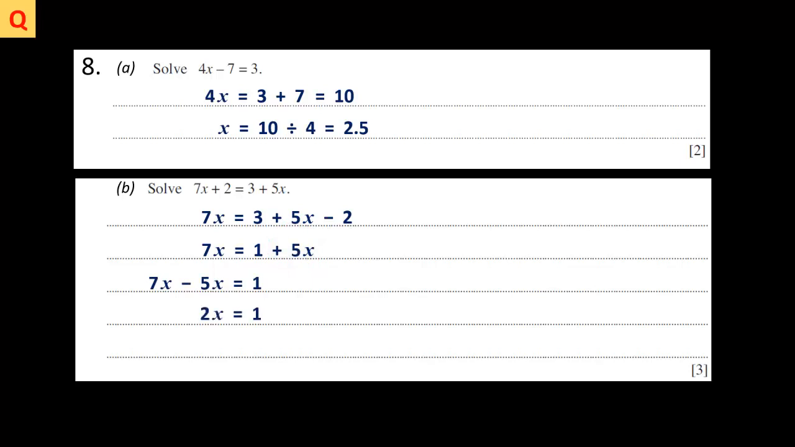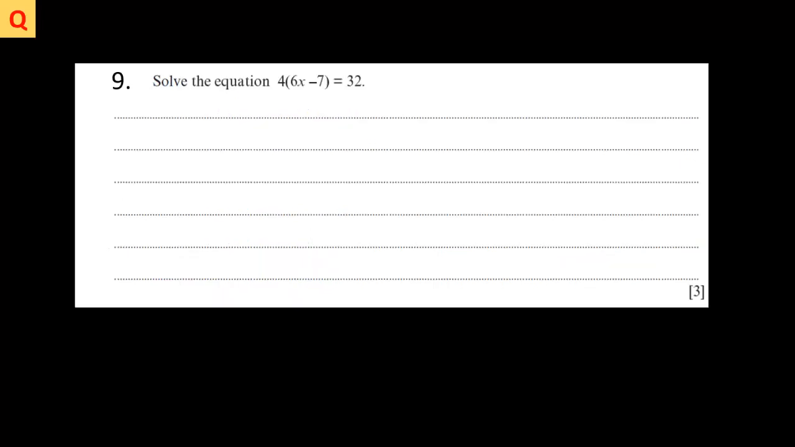2x equals 1. What's that 2 doing? It's multiplying. So when we move it, it'll divide. x equals 1 divided by 2. Now 1 divided by 2 is a half, or 0.5. There we go. We're nearly there. Number 9, oh, we've got some brackets. First thing we've got to do is get rid of those brackets. Well, we've got 4 times 6x is 24x. 4 times minus 7, minus 28.